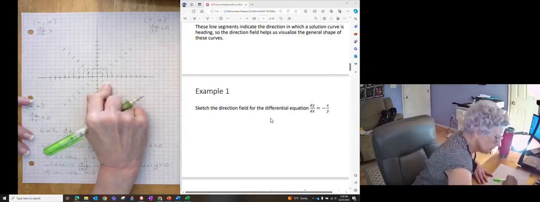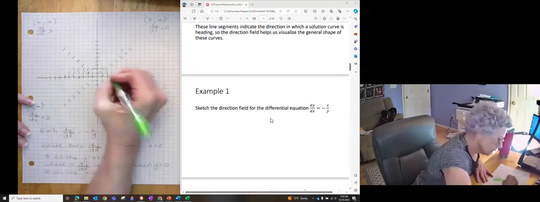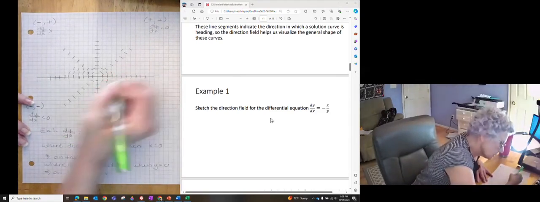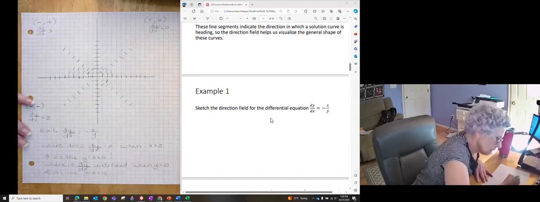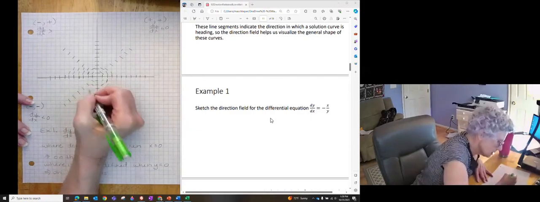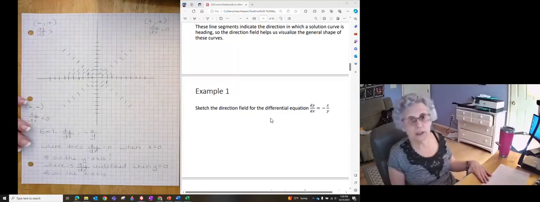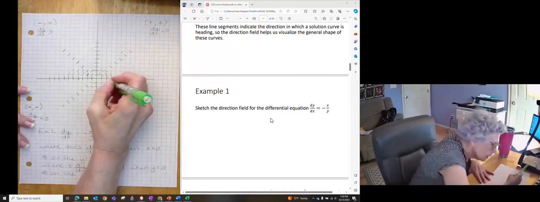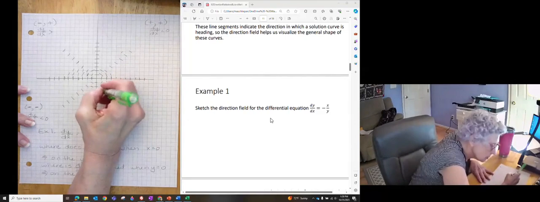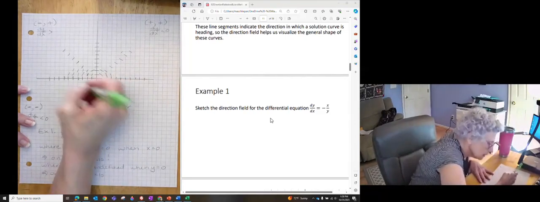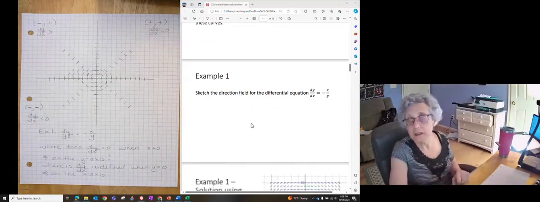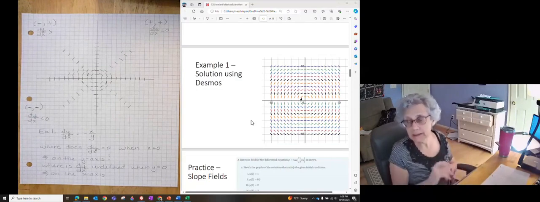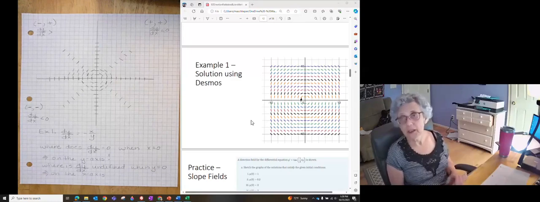If I pick a number here where my y is bigger than my x, then it's going to be steeper. If I pick a point here where my x is less, you can start to see the pattern there. It's steeper, flatter, flatter, steeper. And it's starting to make a circle, and oh, look at that. There's the pretty picture that I got using Desmos.